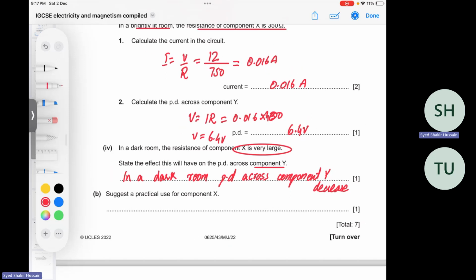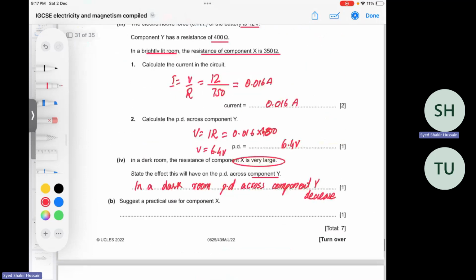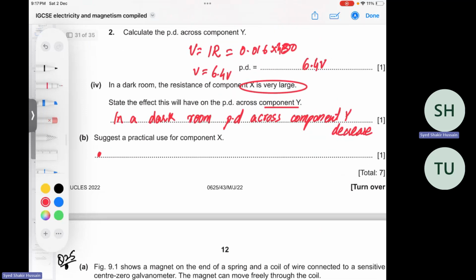Suggest a practical use of component X. Component X is an LDR, right? So where is it used? I can give any example. All right, so it's used in security alarms. It's used in street lights to make them switch on and off automatically.